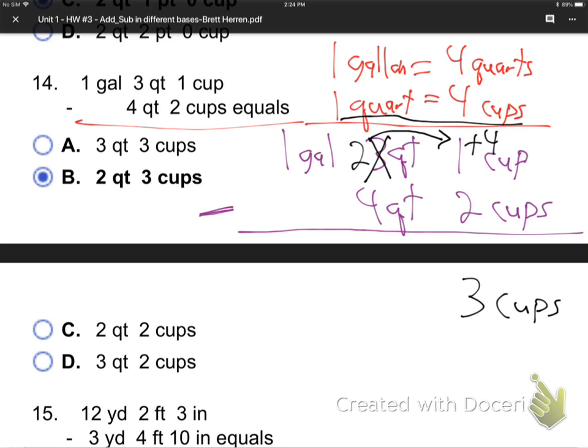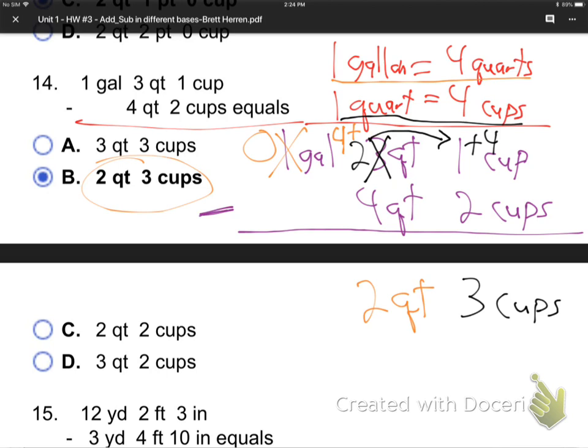And I go to the middle. Can't take 4 from 2 here in the middle. So I'm going to borrow. So I come over here and I leave none. And then that 1 gallon comes over as 4 quarts. So I add 4 to the quarts column. 4 and 2 is 6 minus 4, 2 quarts. Sure enough, that's the answer. 2 quarts, 3 cups. Good? Feel like you could do that on an exam?